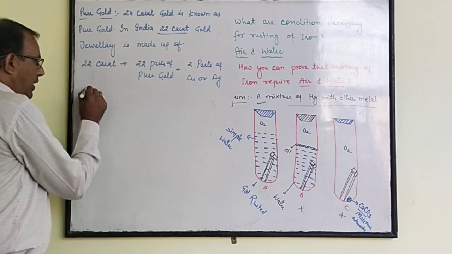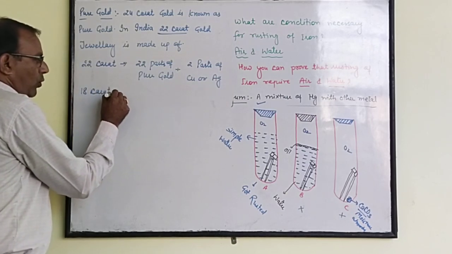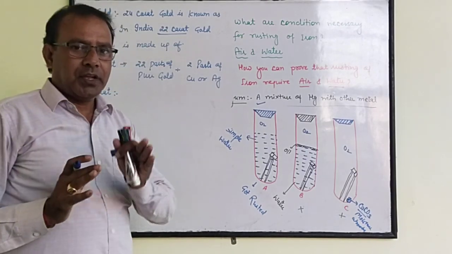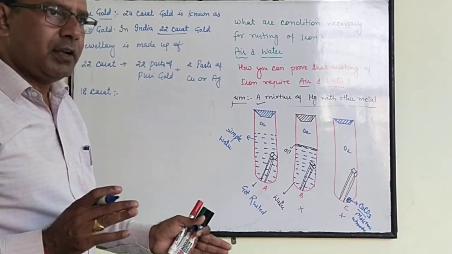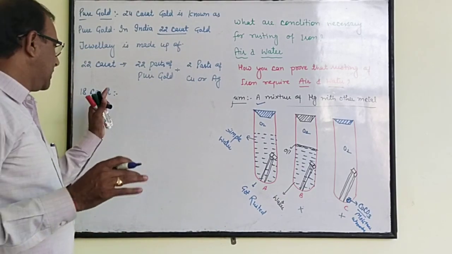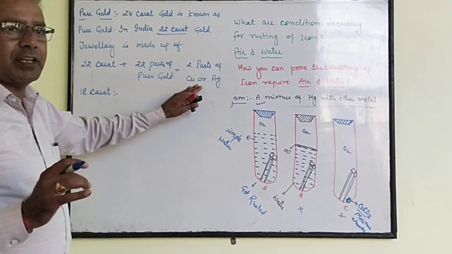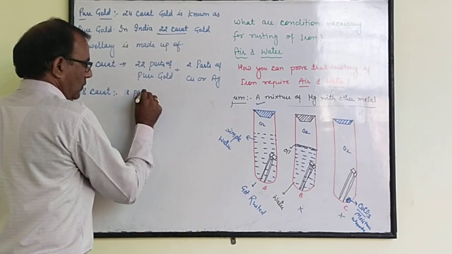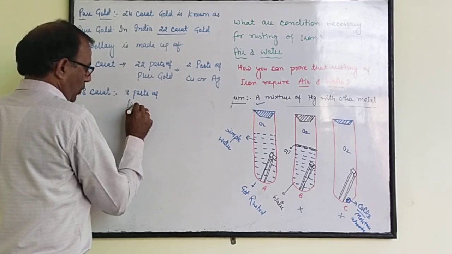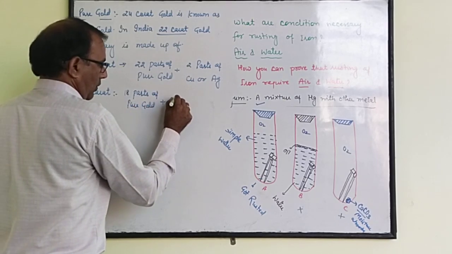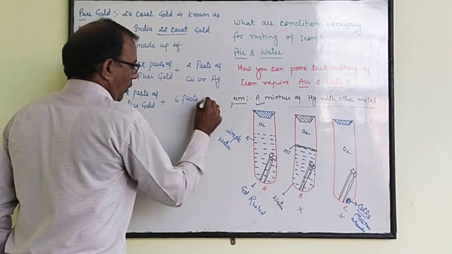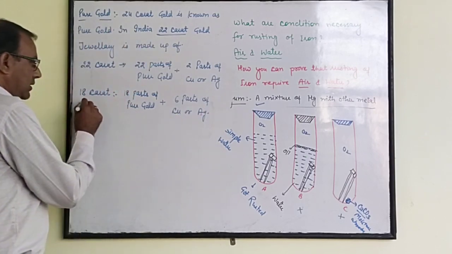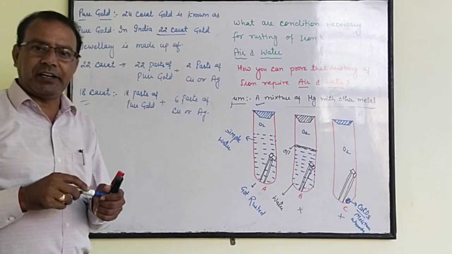Suppose one more question, how can we make 18 karat gold? While we prepare 18 karat gold, we have to take 18 parts of pure gold and the rest 6 parts may be either copper or silver. 18 parts of pure gold and 6 parts of either copper or silver, this type of gold is 18 karat gold.